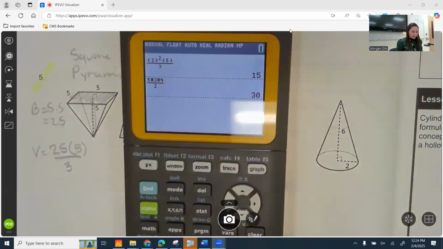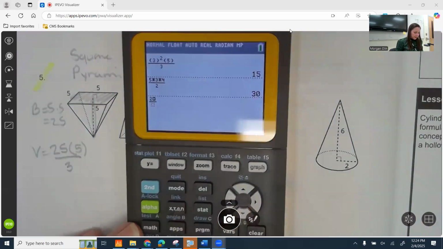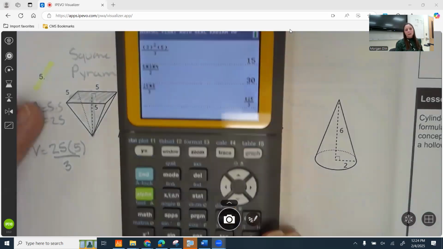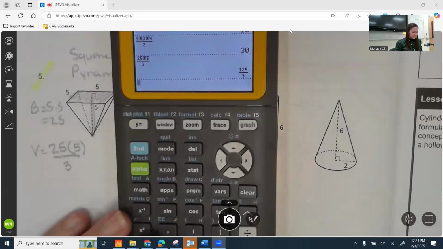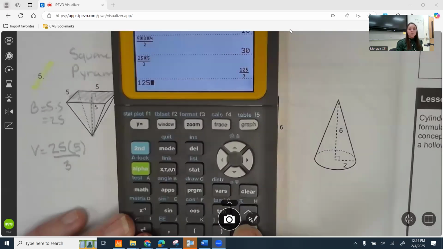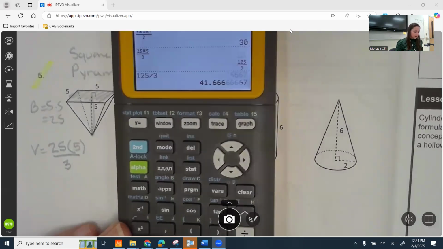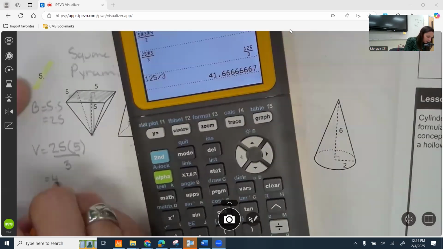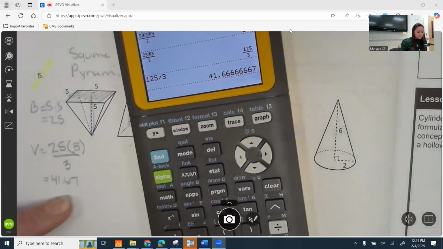So when I do this, 25 times 5, and then I divide by 3. Now, it did come out as a fraction. If you want it as a decimal, just type in 125, use the division symbol, divided by 3. If you want a decimal, you can do 41.67. That'd be to the nearest hundredth.